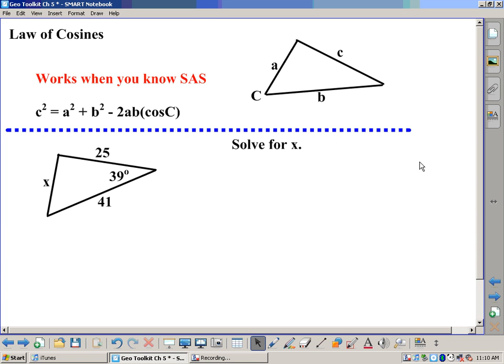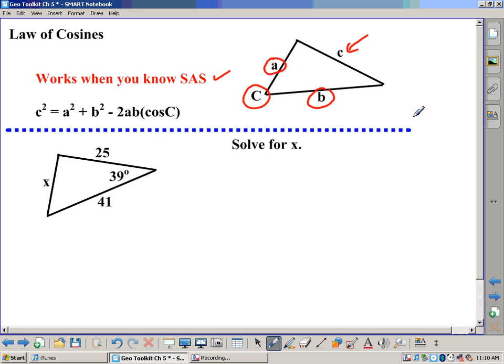The next toolkit topic entry is called the Law of Cosines. And you use this one when you know side angle side and you're trying to find the side opposite the missing angle. So that's what's written up here. It works when you know SAS. So if you knew an angle, these two sides, and you're trying to find the side opposite, this is the tool that you would use to do that.